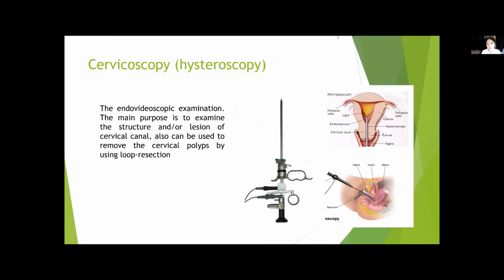Cervicoscopy is one of the parts of hysteroscopy, the endoscopic examination. The main purpose is to examine the structure and or lesion of the cervical canal. It can also be used to remove cervical polyps by using loop resection.